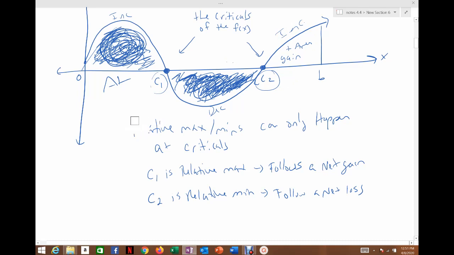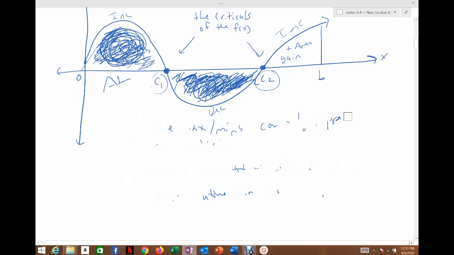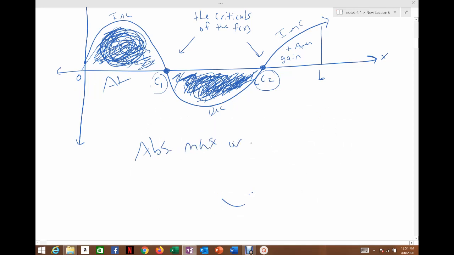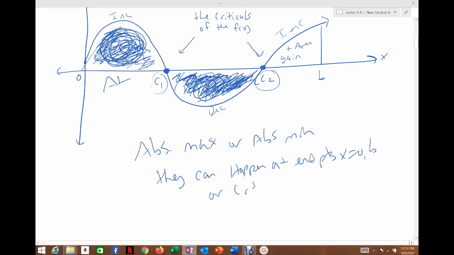Absolutes, right, which we're going to want to find absolute max and mins. Well, absolutes either are at my critical values or my endpoints, right? Which in this case my endpoint would be 0 and B, and I'd have to figure out, well, how much. So when I'm looking for absolute max or absolute mins, well, they can happen at the endpoints, which would be 0 and B, or the critical points, which would be at critical point 1, critical point 2.